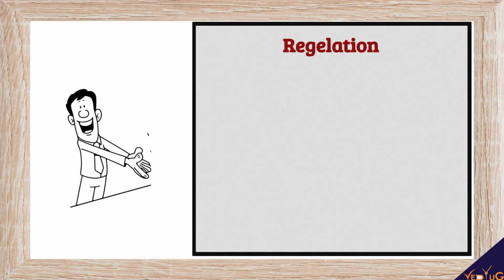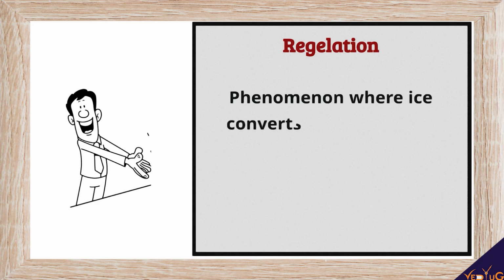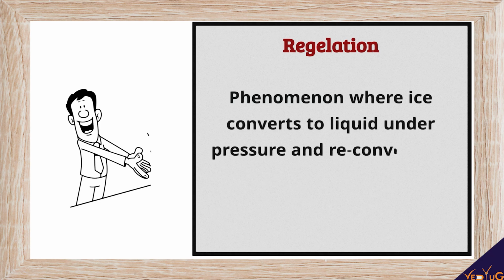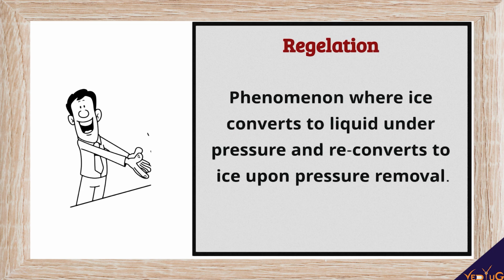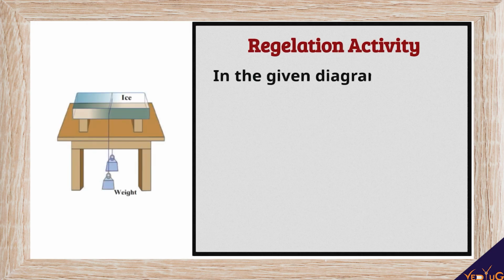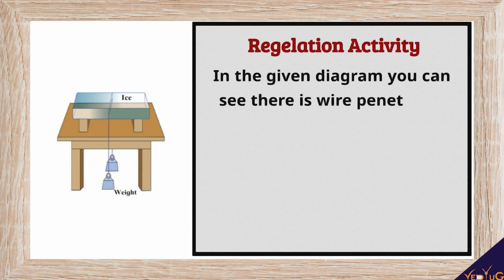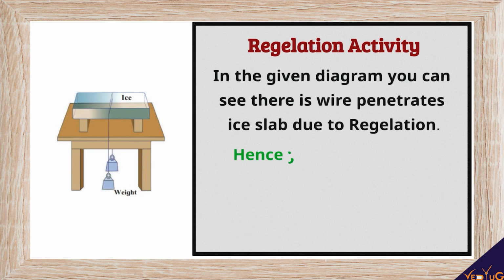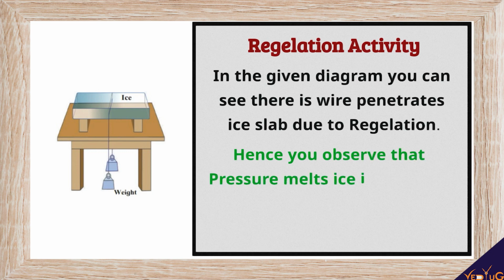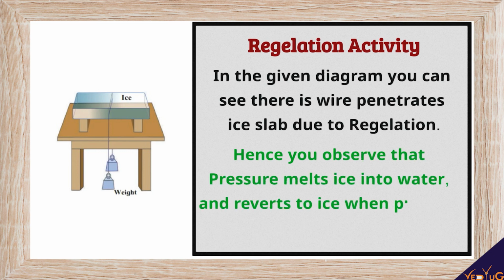Now let us learn about regelation. So the phenomenon where ice converts to liquid under pressure and reconverts to ice upon pressure removal is known as regelation. So let us do a regelation activity. In the diagram, you can see a wire penetrates the ice slab due to regelation. Hence, you observe that pressure melts ice into water and reverts to ice when pressure is released.